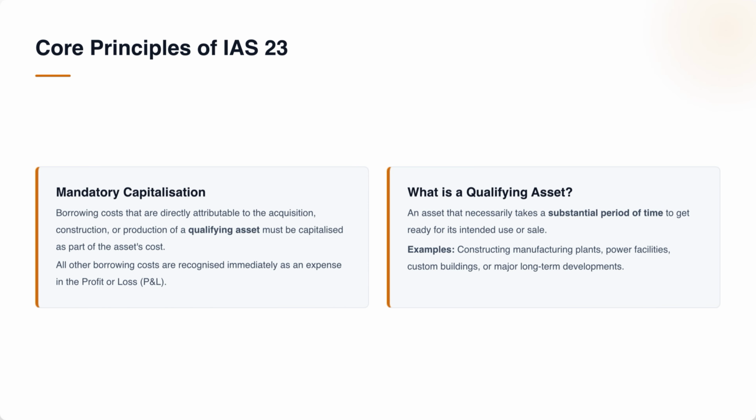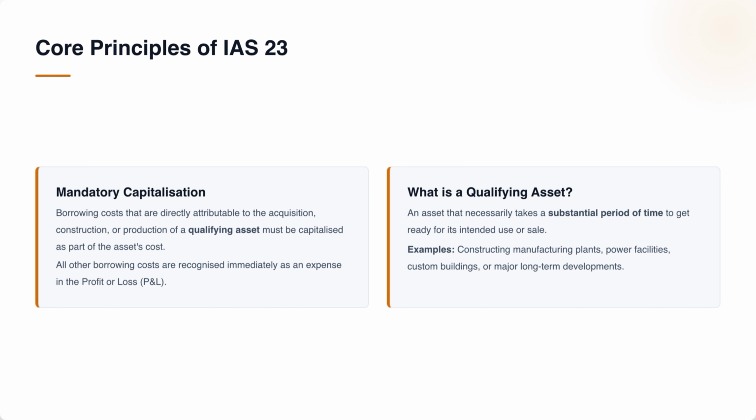Under IAS 23, the core rule is mandatory capitalization. If borrowing costs are directly attributable to the acquisition, construction, or production of a qualifying asset, you must capitalize them. That means adding the interest expense directly to the carrying amount of the asset on the statement of financial position. Any other general borrowing costs that do not relate to a qualifying asset must be expensed immediately in profit or loss.